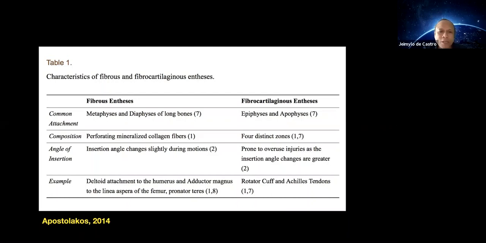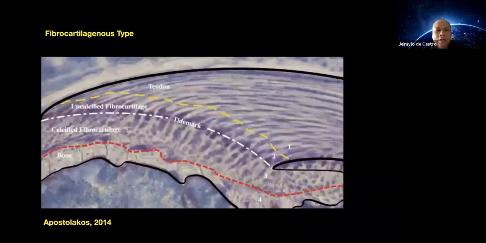And of course, in the fibrous, an example is the deltoid, and of course, adductor magnus. In the fibrocartilaginous, an example is, of course, the rotator cuff and Achilles tendon. So here is a highlighted area of the fibrocartilaginous attachment. So you can see here the tendons attaching to the uncalcified fibrocartilaginous, and there is a tide mark. This is really a transition of the tendon towards the bone, wherein after that you have the calcified fibrocartilaginous layers, and then you have the bone.